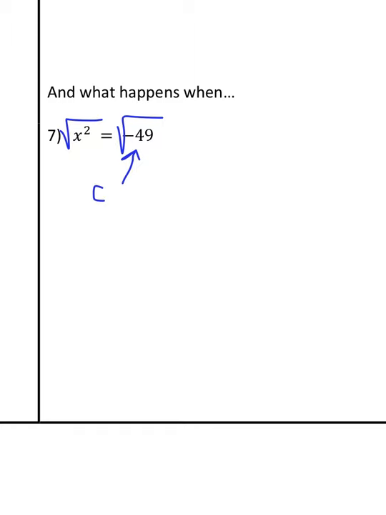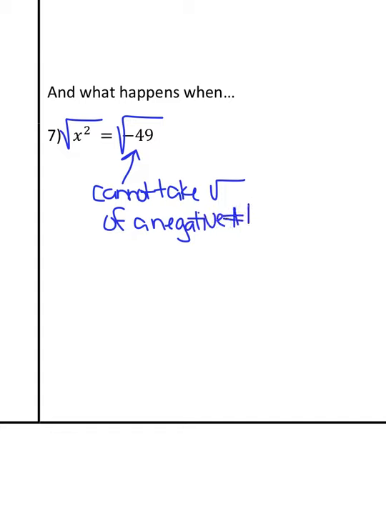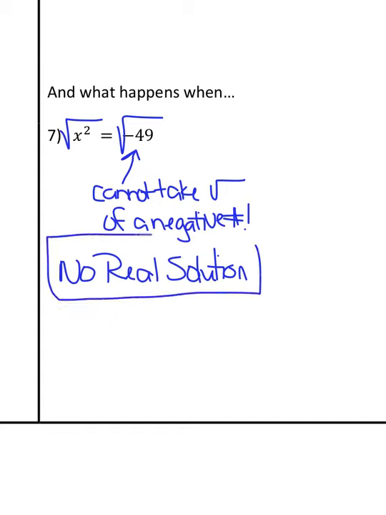So I'm going to make a note here. We cannot take a square root of a negative number. So if you have a negative number under the radical at any point, we stop working and we say no real solution. Again, it's no real solution.